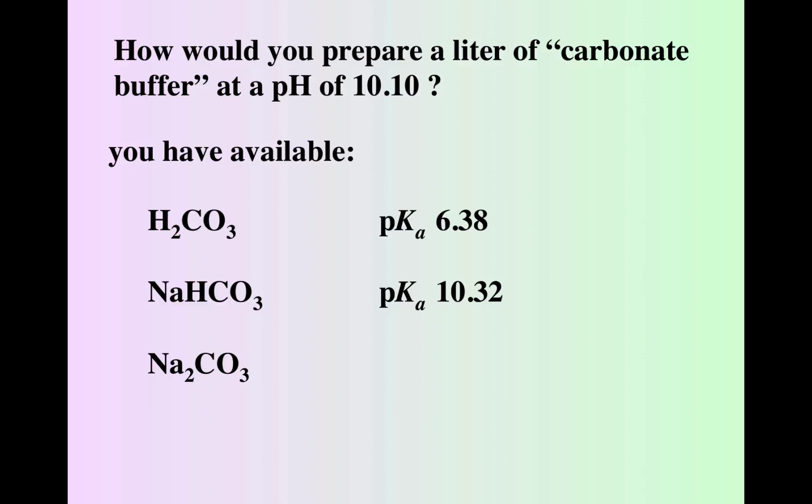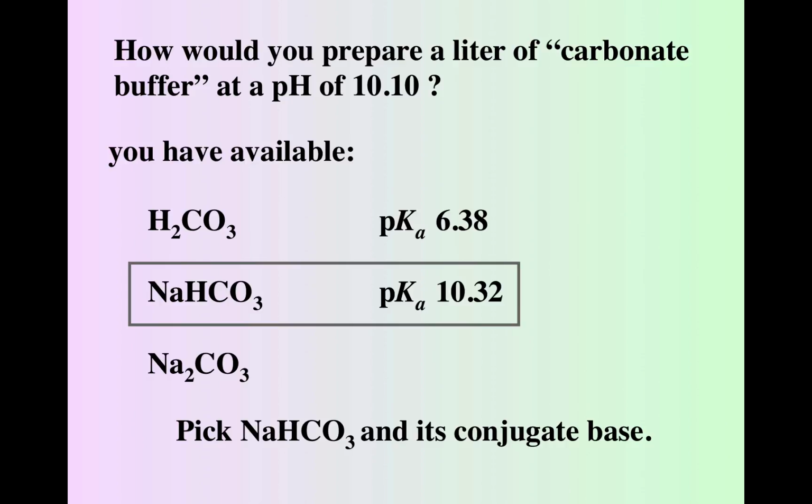So how would you prepare a 1 liter carbonate buffer at a pH of 10? Well, the pH of 10.1 is going to be our pH that we want to get. So it's a question of what does the ratio have to be between the acid and its conjugate base? And which acid are you going to use? Are you going to use carbonic acid, which is going to be up in the acidic range, or are you going to use bicarbonate, which is down the basic range? So the pKa of bicarbonate is much closer to 10.1 than the pKa of carbonic acid. So I'm going to make a buffer using hydrogen carbonate and carbonate.